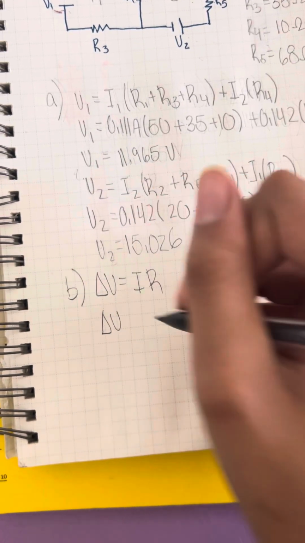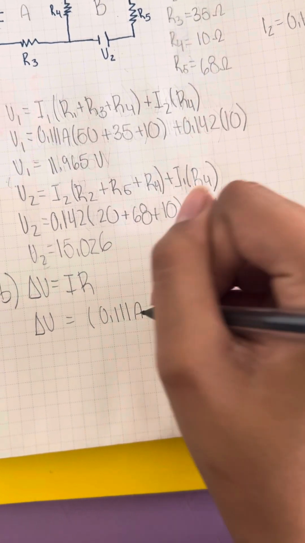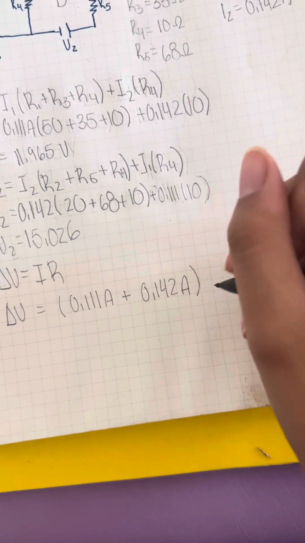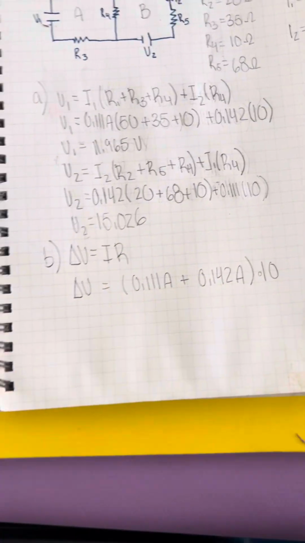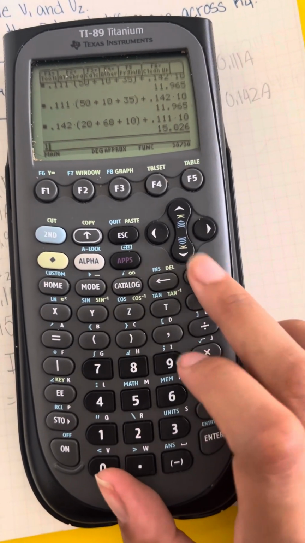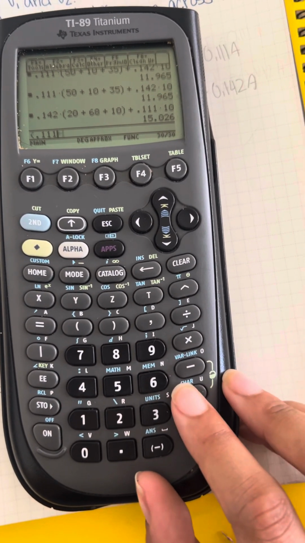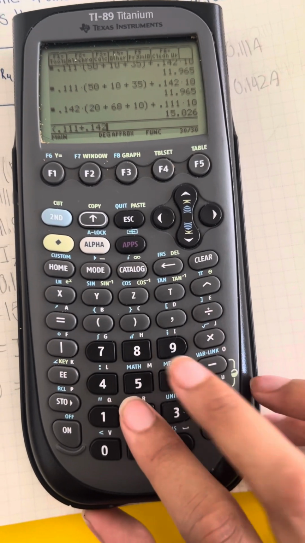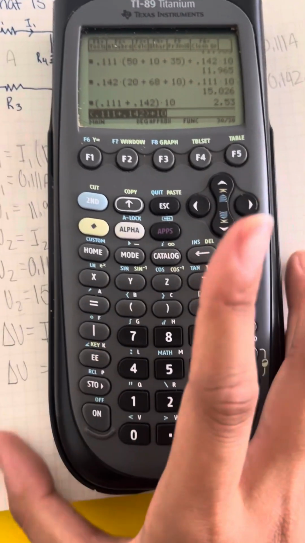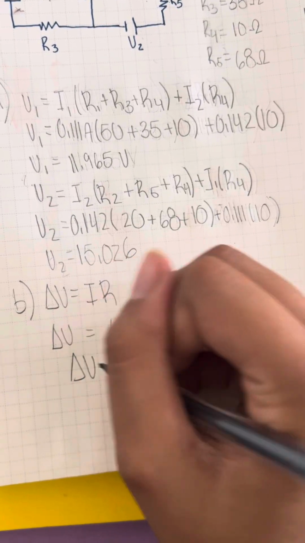So delta V equals 0.111 A plus 0.142 A multiplied by 10. Now we'll do that here. 0.111 plus 0.142 multiplied by 10 is 2.53, and we're still in voltage.